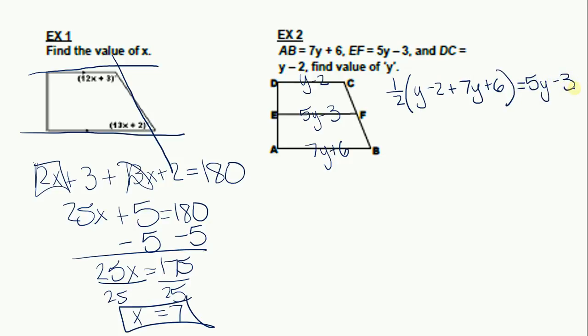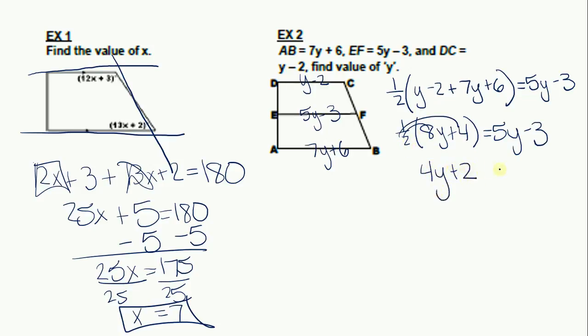Now, let's figure out what's on the inside here. 1/2 of 8y plus 4, right? Because y plus 7y, that's 8y. Negative 2 plus 6 is 4. That's equal to 5y minus 3. Let's distribute that 1/2 in. So I would get 4y plus 2 equals 5y minus 3.